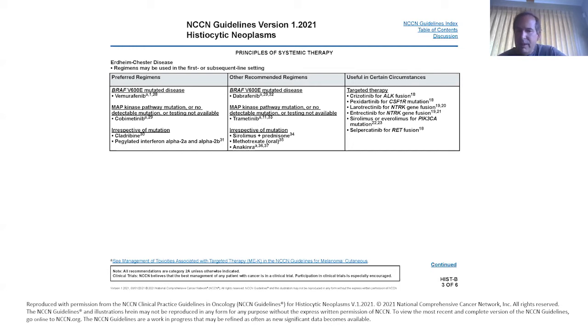And then on the right-hand side of the screen, you'll see some much less common mutations that have been described in ECD. There are now drugs that target these various mutations. I would say the experience with each of them in ECD is relatively limited, but they do remain viable options for a small subset of patients. Next slide, please.